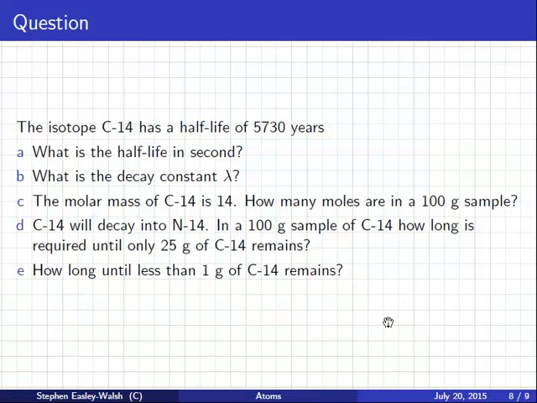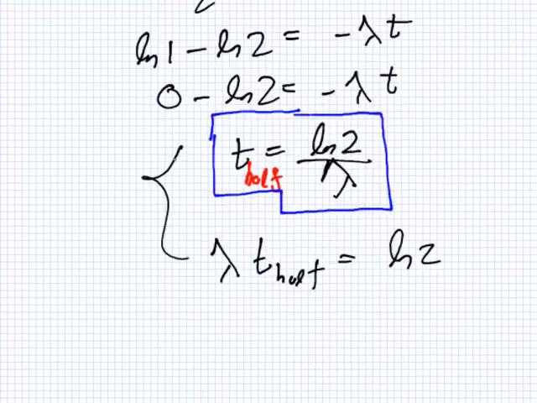Right, so let's have a look here. 5730 times 365 times 24 times 3,600. So what did you get, KJ? 1.8 times 10 to the 11. That's it. How did you do it? 5730 multiplied by 365 multiplied by 24 multiplied by 3,600. Right? Yes?